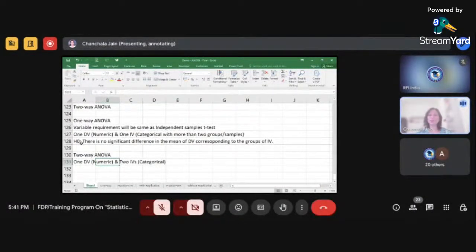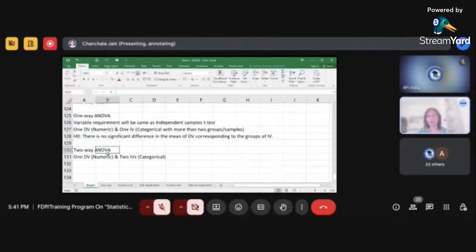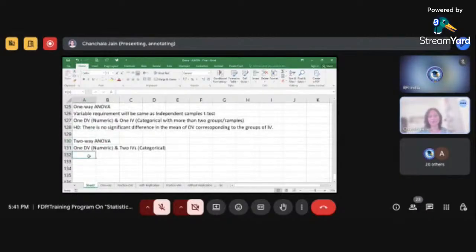Opposite to this, you can say there is a significant difference in the mean of DV corresponding to the groups of IV. I hope it is clear, friends.